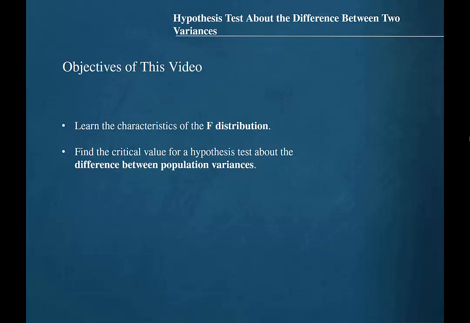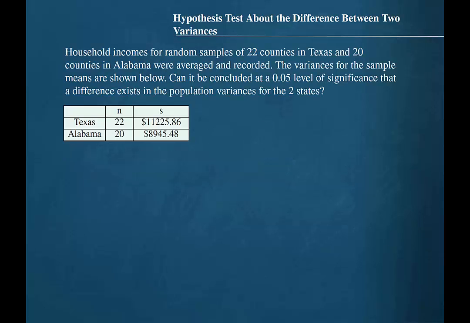The objectives for this video are to learn the characteristics of the F distribution and to find the critical value for a hypothesis test about the difference between population variances. Household incomes for random samples of 22 counties in Texas and 20 counties in Alabama were averaged and recorded.